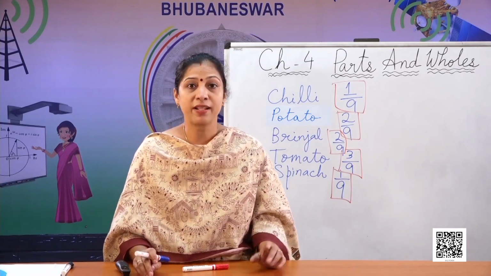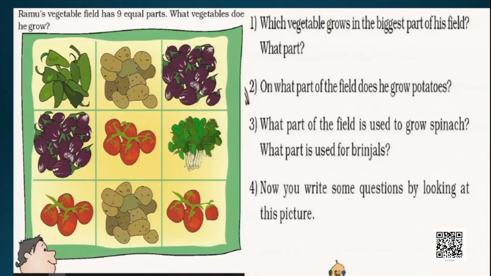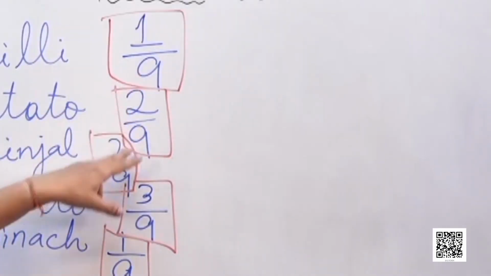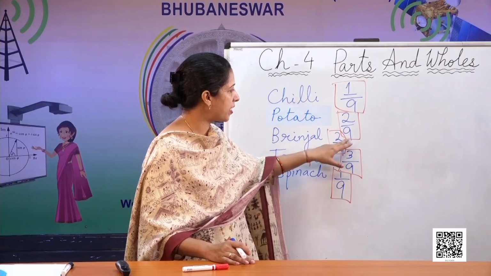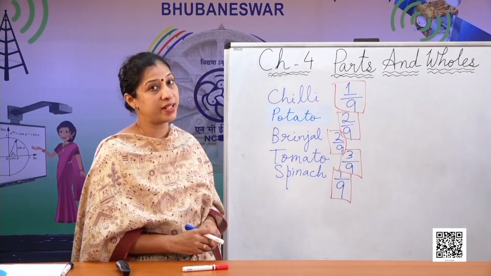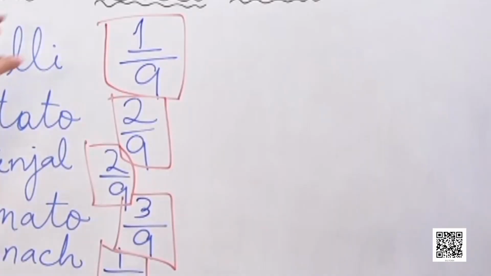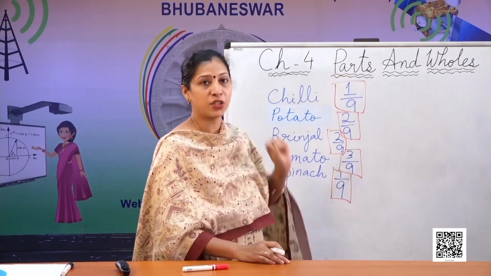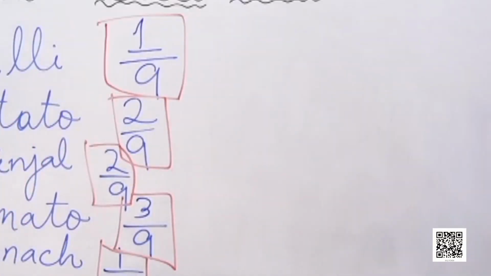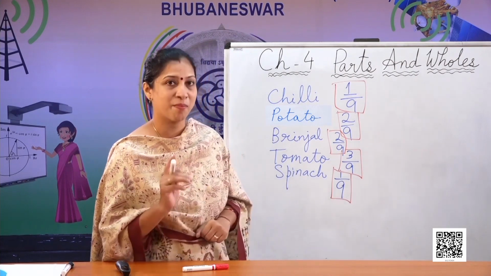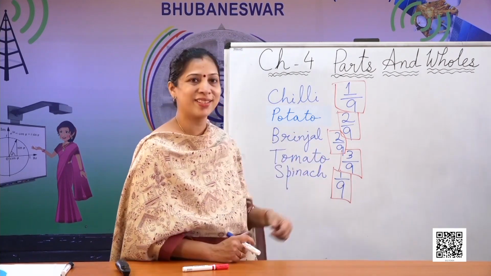So when we compare the first question, which vegetable grows in the biggest part of the field? When we compare any fractions, we have to see if the parts are the same. Here the parts are the same, 9 part, 9 part, 9 part, 9 part, 9 part. Out of 9 parts, which part is maximum? That means which upper number is largest. I had told you, it is the number which is on the top, that is the part taken from the whole. So can you see here and find out on your own which part is the maximum, the largest number out of these?